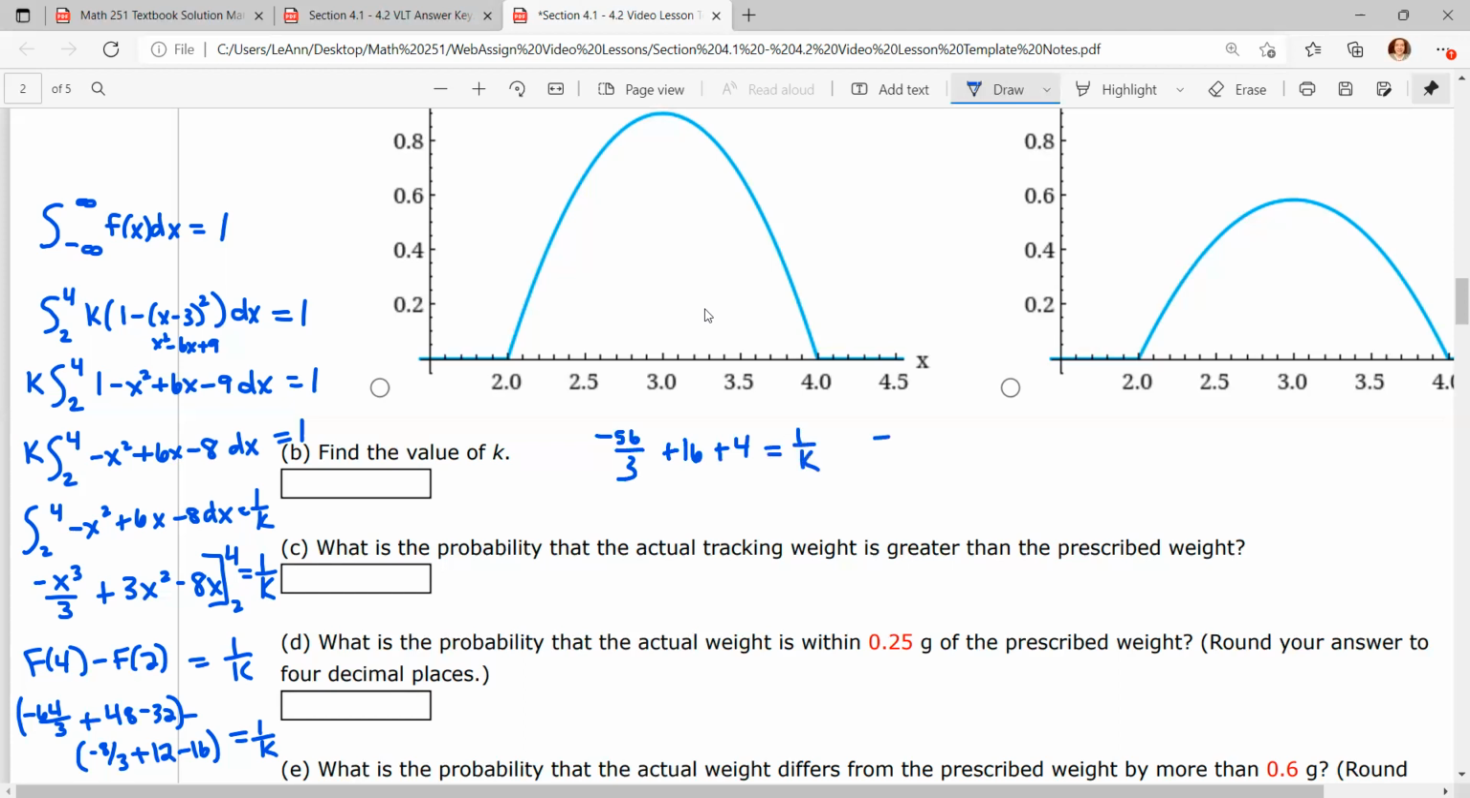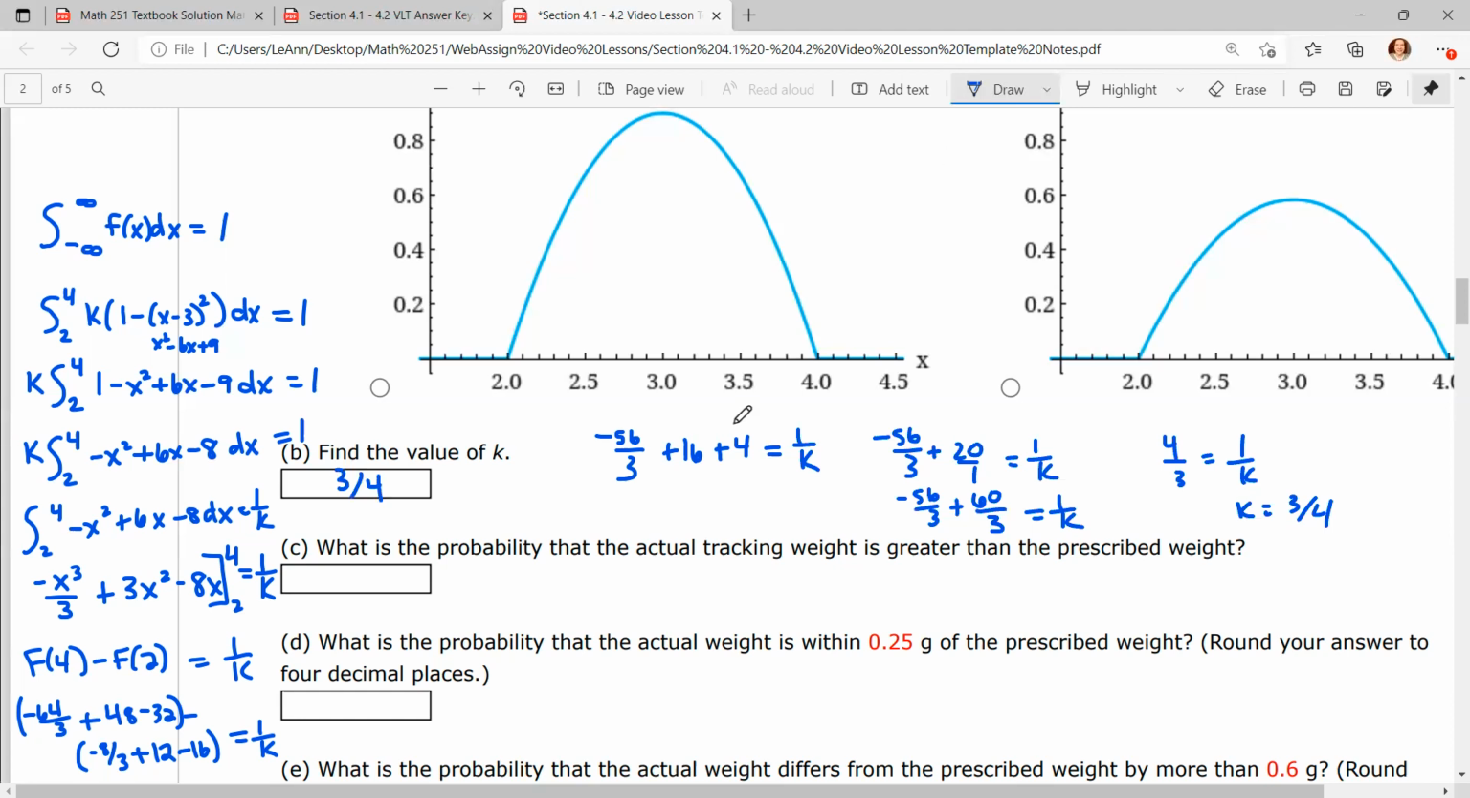That's going to be negative 56 over 3 plus 20 over 1 equals 1 over k. We can get a common denominator, that's negative 56 thirds plus 60 over 3, equals 1 over k. So I'm getting 4 thirds equals 1 over k, which means k equals 3/4 if you flip that reciprocal. So my k value is 3/4. Now, why is that helpful for the graph?